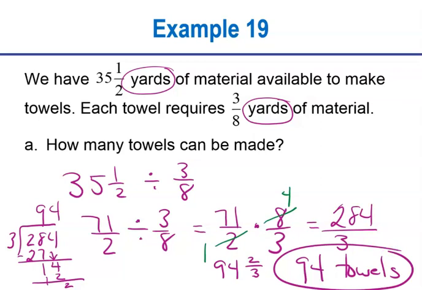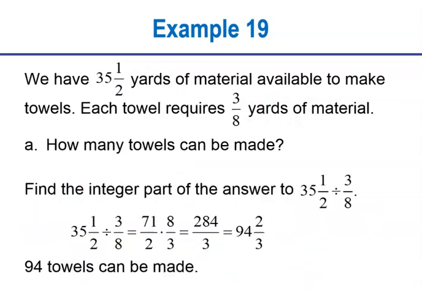Now let's check out the typed up version of that result. So notice that we've got 94 this time too. We took 35.5 divided by 3/8. Notice it was changed to 71/2. That's exactly what we did. Times, again, you multiply by the reciprocal whenever you're dividing. Get 284 over 3, which reduces to 94 2/3. So 94 towels can be made.